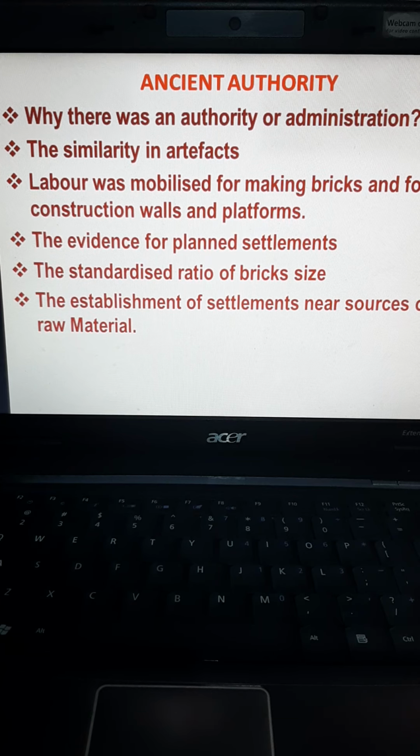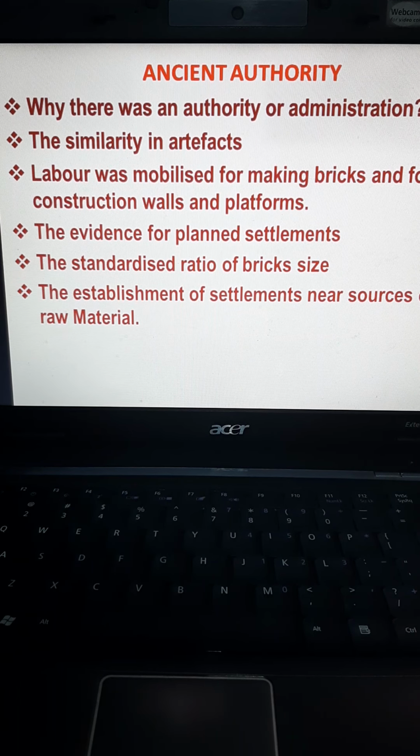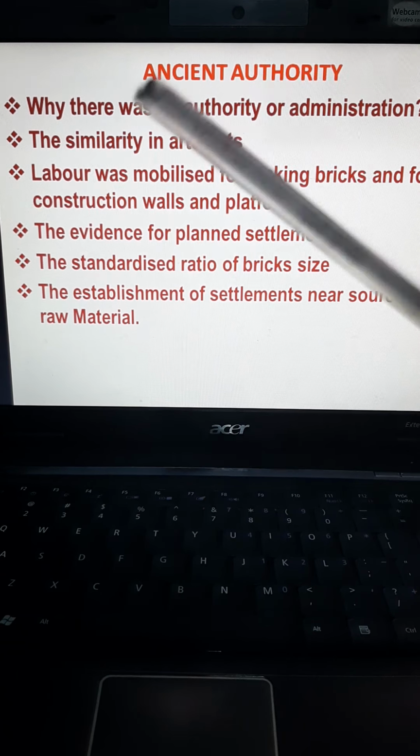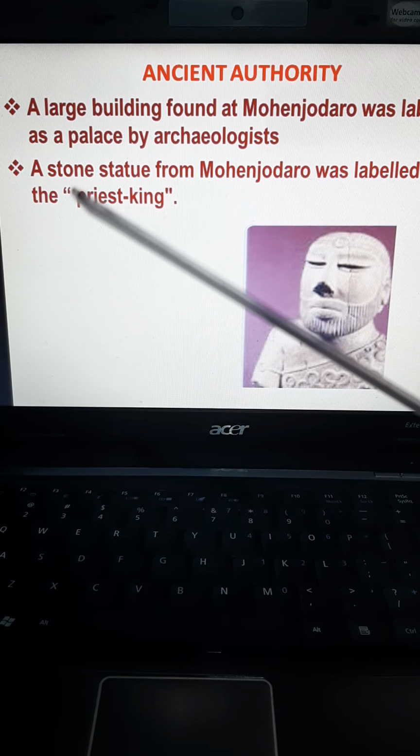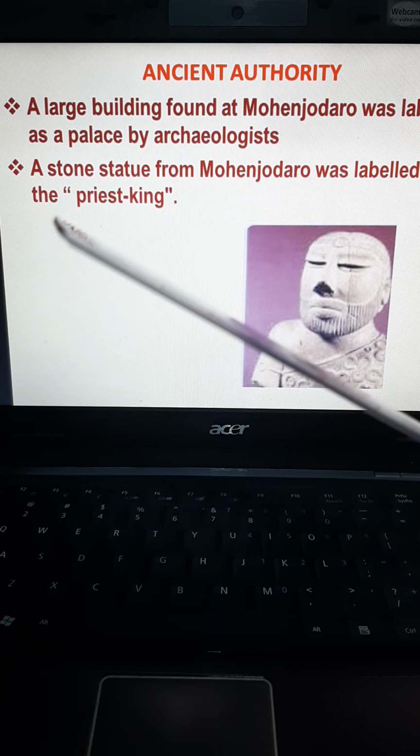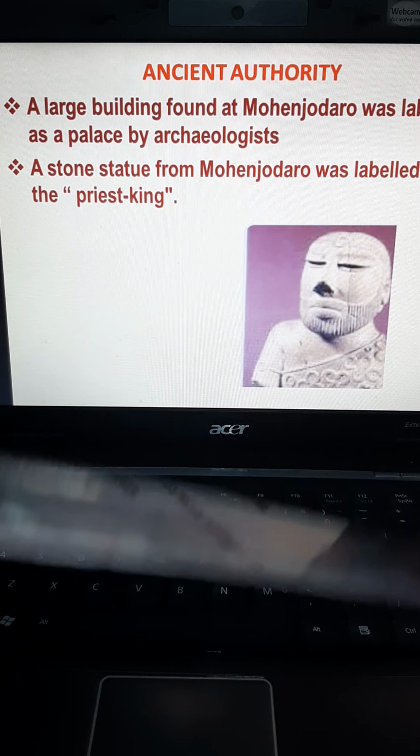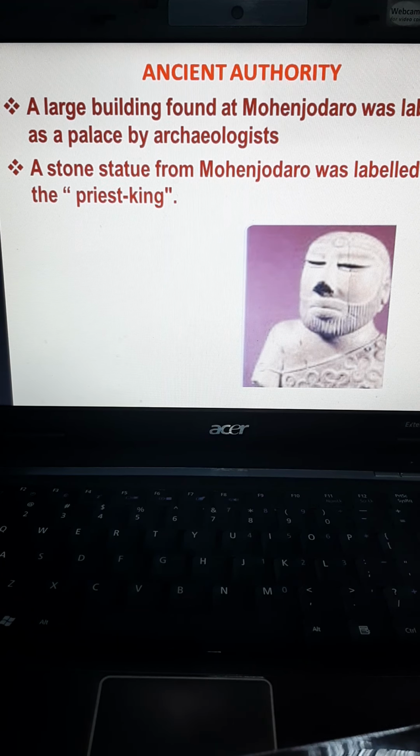walls and platforms, because a planned settlement was being found. Mainly, plan and structure was given. For example, for the warehouses, granaries, and great construction, a particular ratio of brick size was designated, and the settlement was also found in particular areas where the raw material was available. And archaeologists have found a huge building in Mohenjo-daro, which they have labeled a palace.